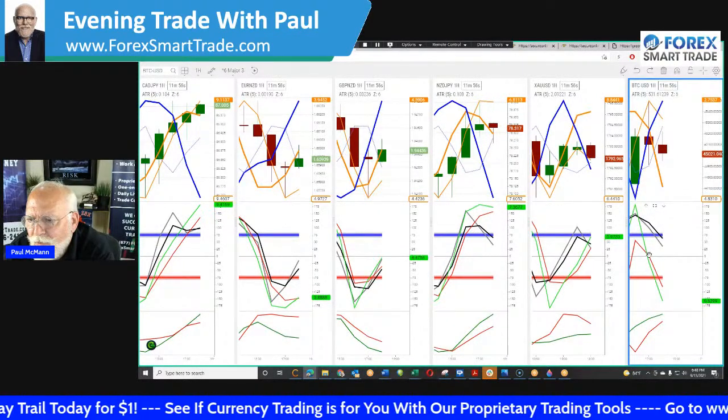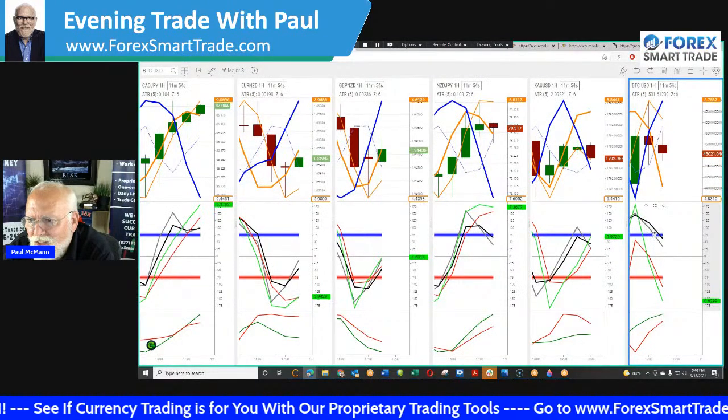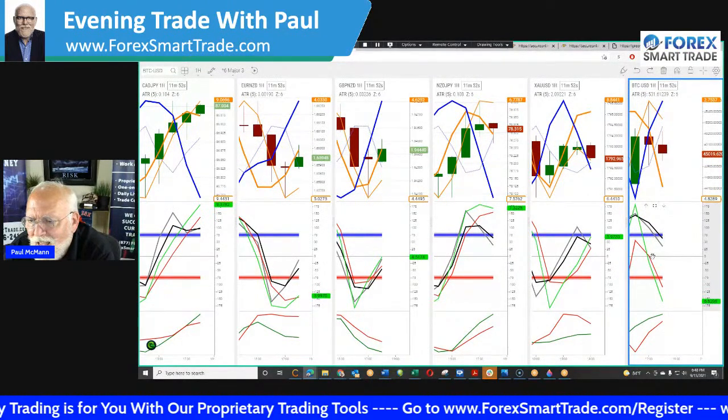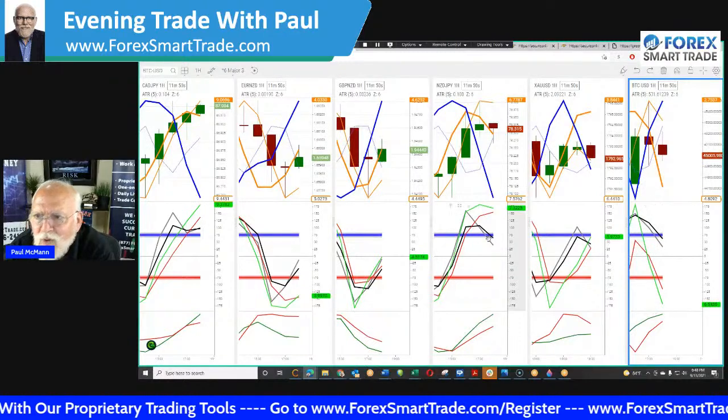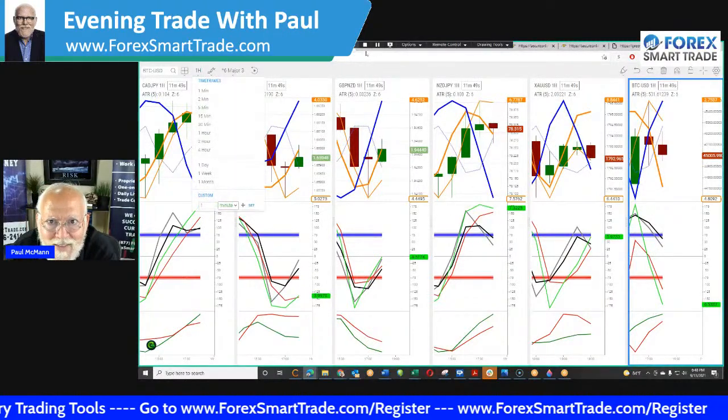We've got a difference here that the minors are just entering the channel from the overbought side. Majors are already through the channel. So again, we'll pass.